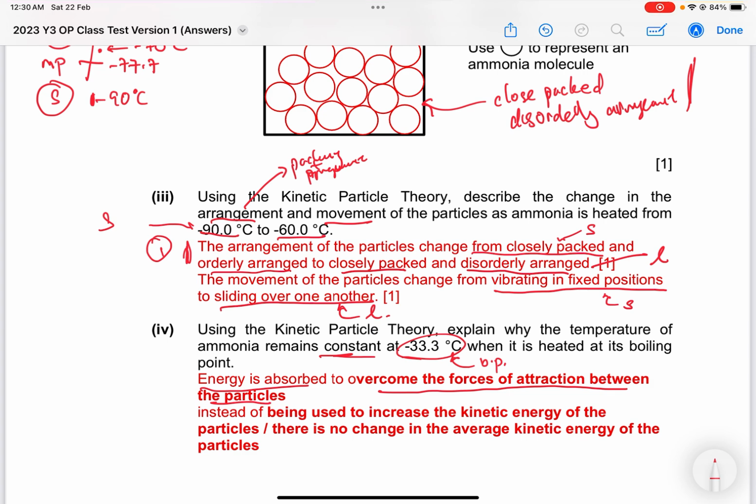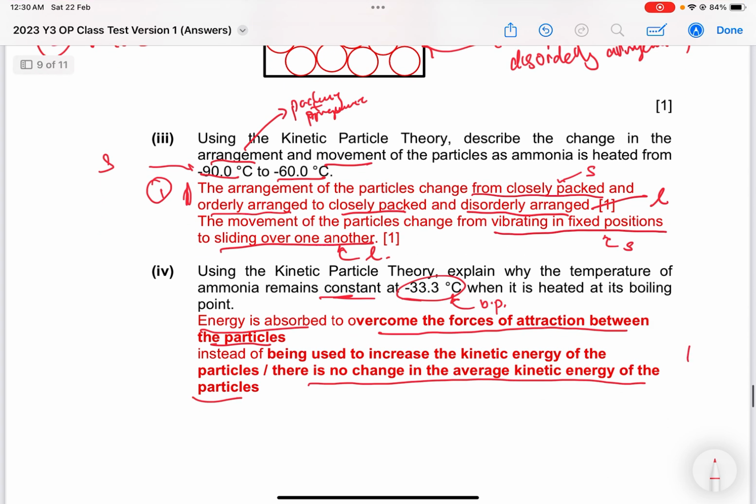Okay? Now please don't just stop there, because energy absorbed overcome force of attraction. Then what's the problem here? There's no change in the average KE of the particles, or you say instead of being used to increase the KE. So you must talk about overcoming force of attraction, and then you must also talk about there's no change in the average kinetic energy of particle. Okay, so this one is actually 1 mark only.